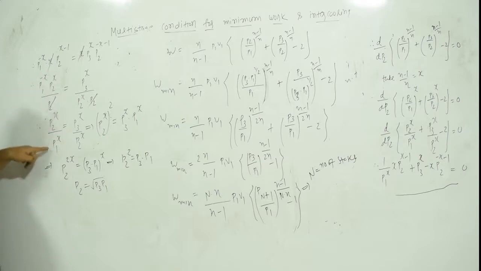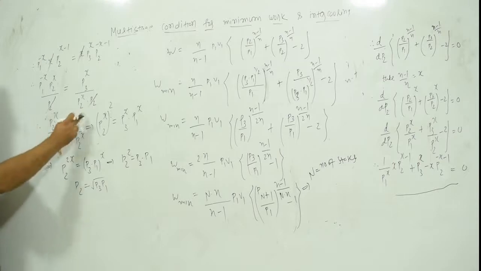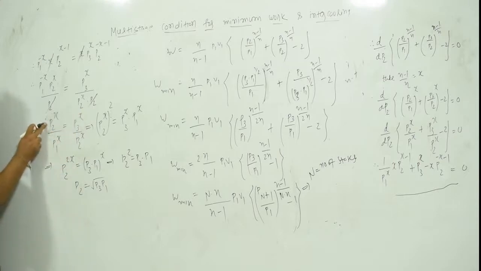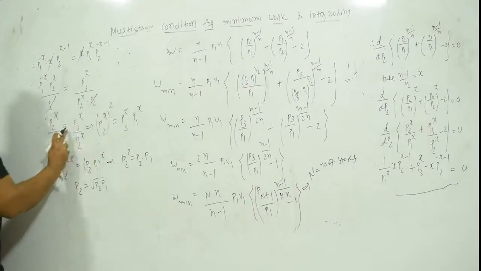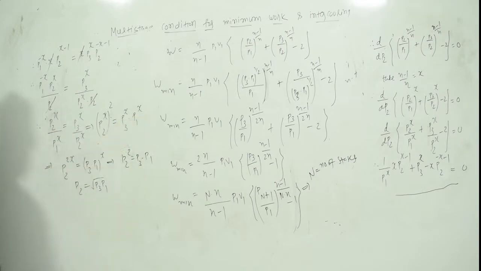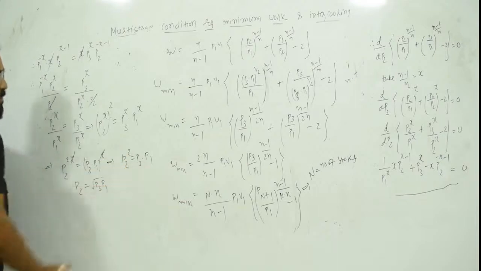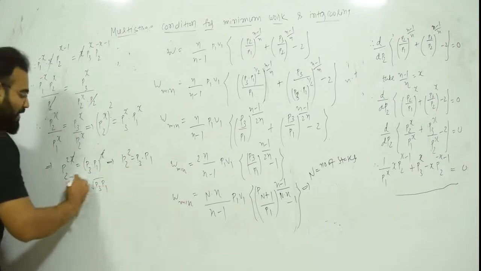So p2 raised to x upon p1 raised to x, here p3 raised to x, p2 raised to x. Now let us do cross multiplication. p2 raised to x, p2 raised to x, so p2 raised to x whole square, and this will be p3 raised to x dot p1 raised to x. So this can be written as p2 raised to 2x is equal to p3 dot p1 whole raised to x. So x will be cut. So p2 square equal to p3 dot p1, so p2 equal to under root p3 p1.